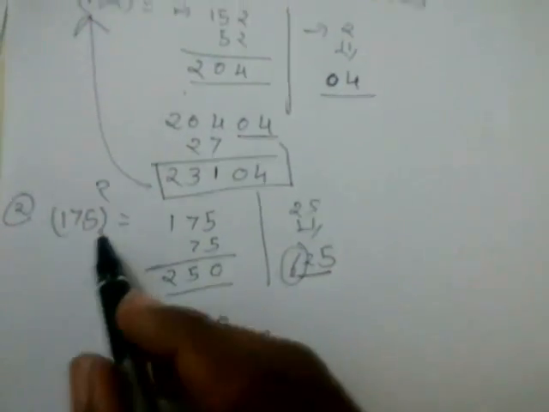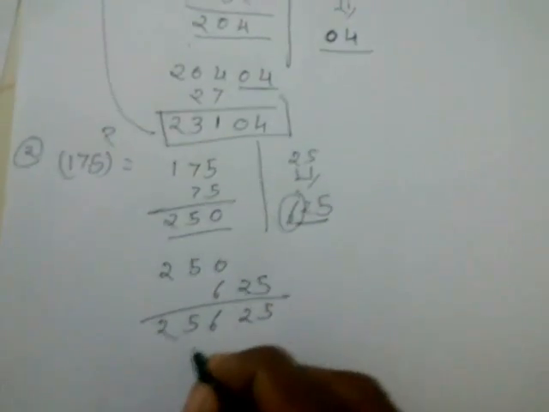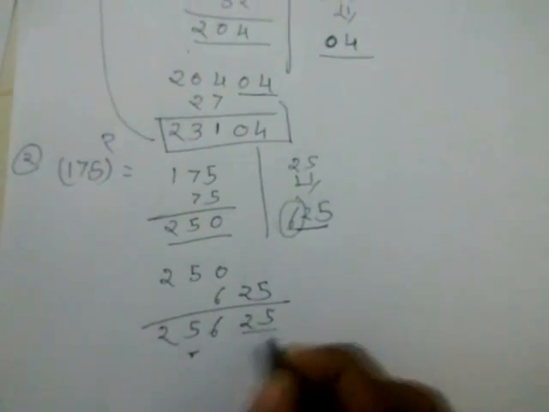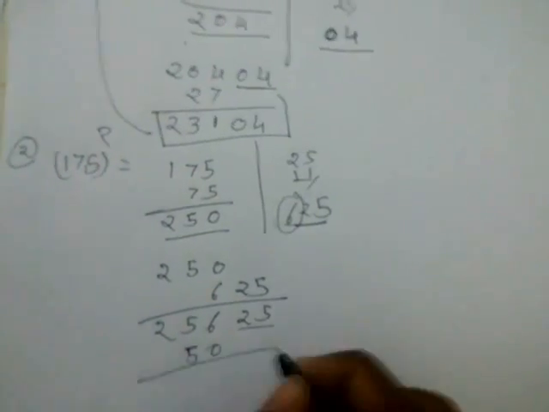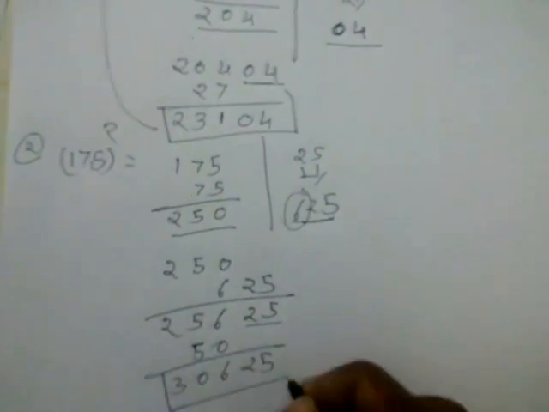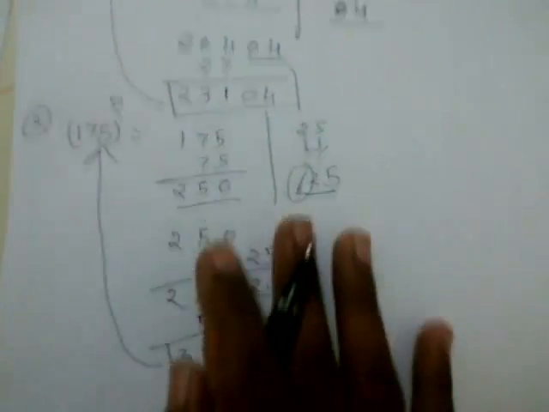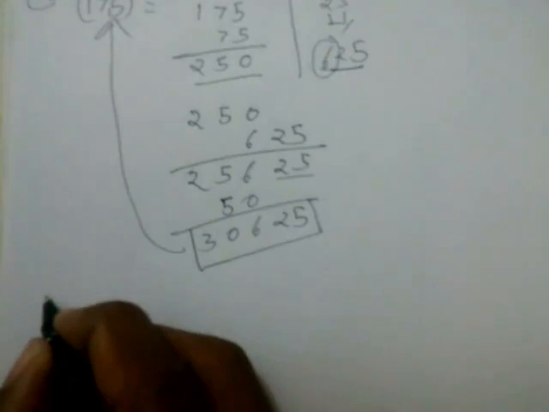And in the third step, find out the difference between 175 and 125, which is 50. So leave the last two digits and put 50 here. Add them together. 30625 is the answer for 175's square.